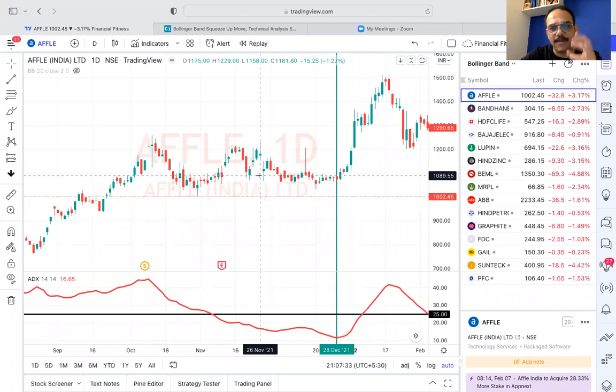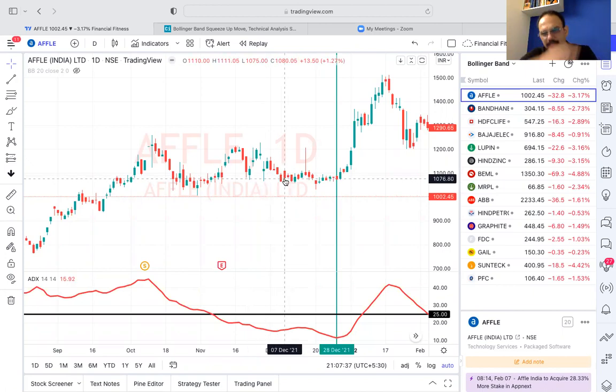Remove the Bollinger Band if it is confusing you. See that it is moving sideways for 10-15 days. So it's like a squeeze is happening, right? At the same location, it is going for 10-15 days.